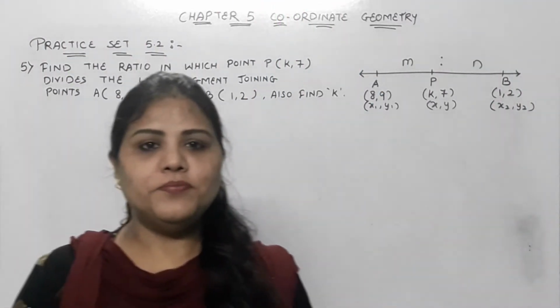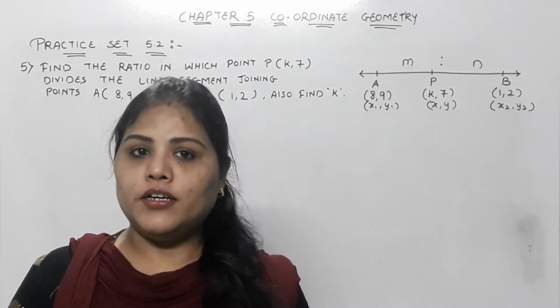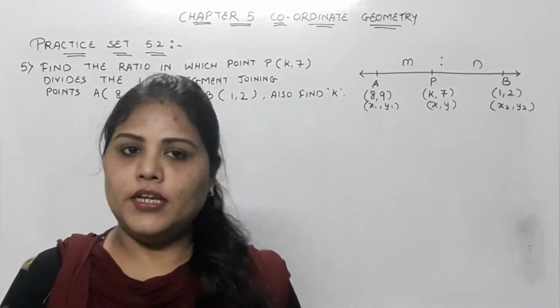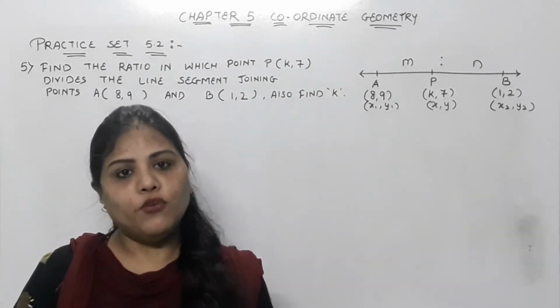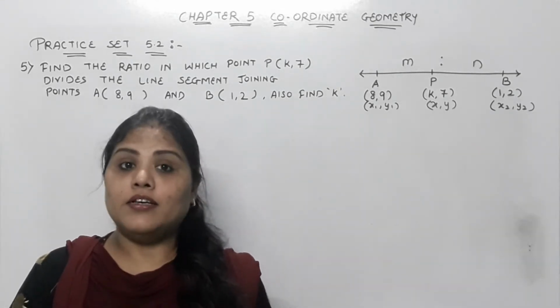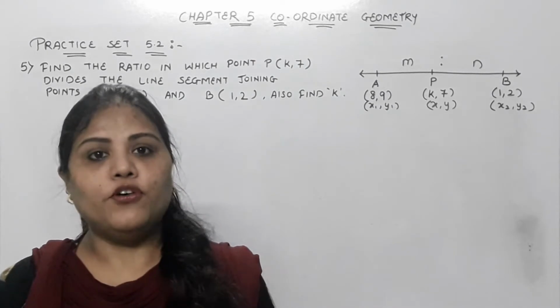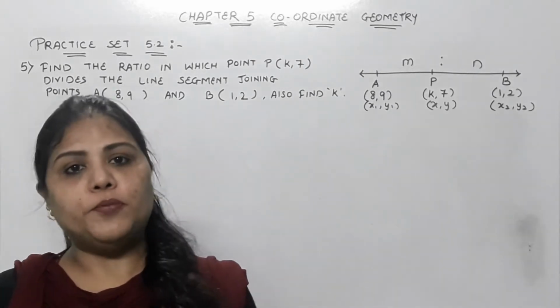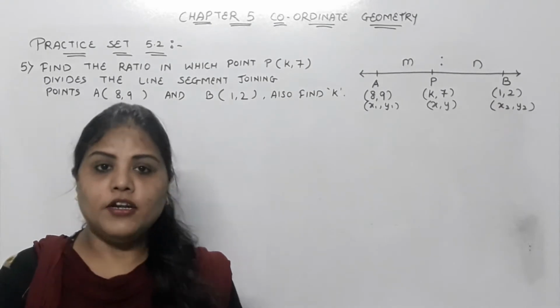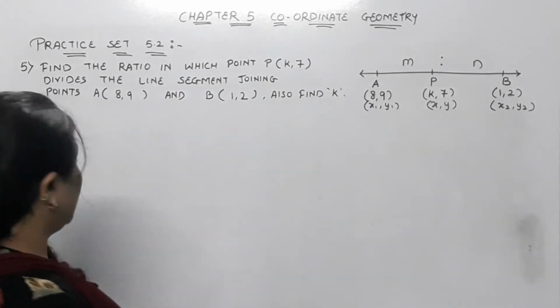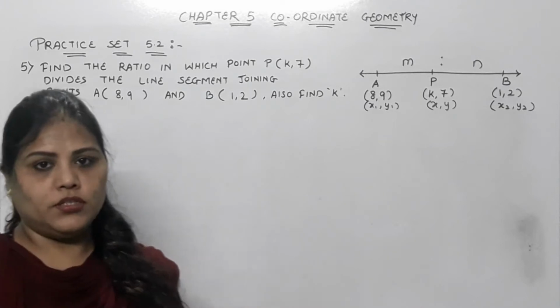Welcome back children. So we have started with practice set 5.2 in the last video only, right? There we have seen up till 4th sum, and the sums based on section formula, centroid formula and midpoint formula are there in practice set 5.2, right? So we have our 5th sum now. So let's start with it.